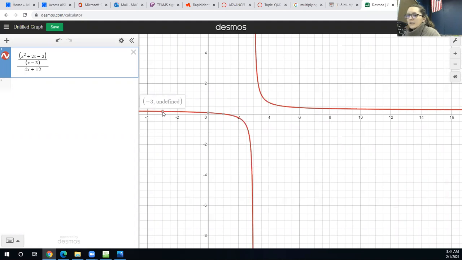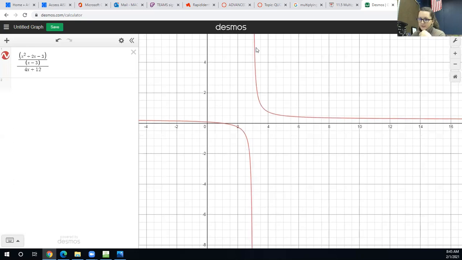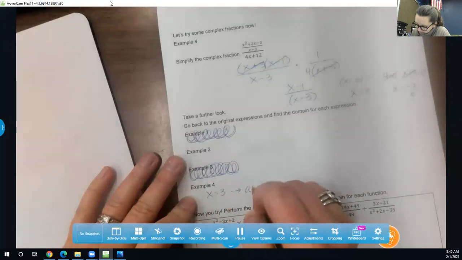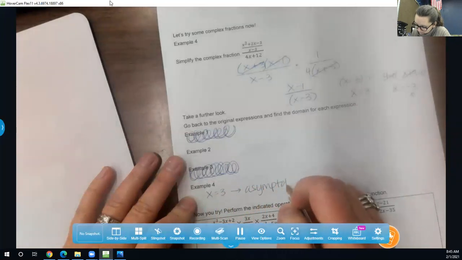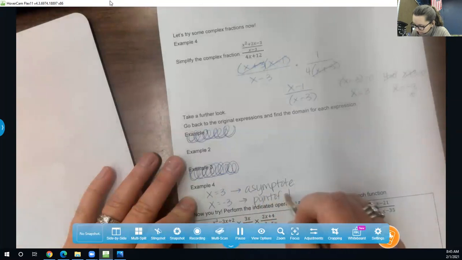So think, if they cancel, you're going to have a point of discontinuity or a hole. If they don't cancel, like our x minus 3 value, then it's going to be that asymptote here, okay? We'll talk more about that in the next 6 weeks when we get into solving equations and functions, but these are good to know right now. So this is what this would look like in your notes, in example 4. X equals 3 is an asymptote. The other ones were all points of discontinuity. And where x equals negative 3, this is a point of discontinuity.